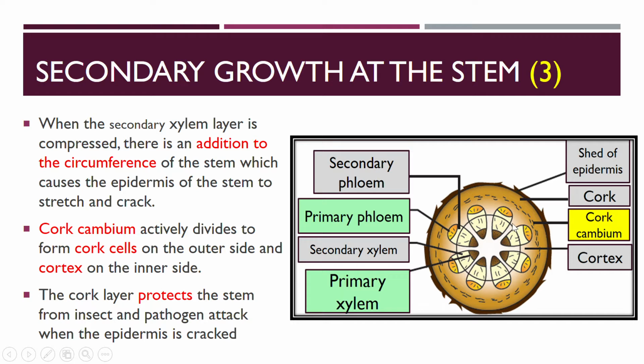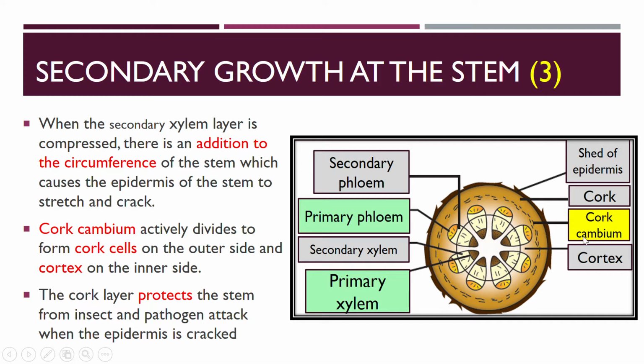So kalau ke dalam, cork cambium actively divides also. Dia akan form kalau ke dalam, that is called the cortex. Yang di luar ini, those are the cork cells. Cork cells. Jadi cork layer, the function is to protect the stem from insect and also pathogen attack.